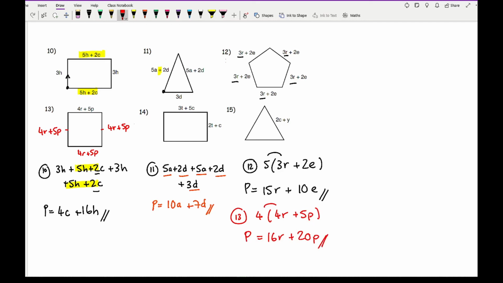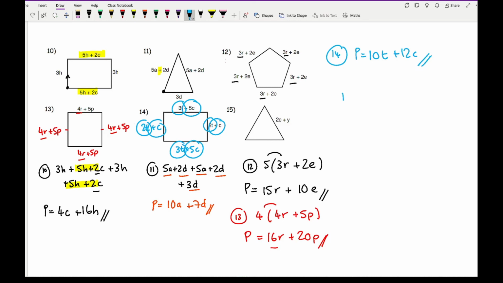Now again, if I added the sides together, so 4 plus 4 plus 4 plus 4 is 16, and 5 plus 5 plus 5 plus 5 is 20, and that gives me 20p. Looking at question 14, let's just label the sides that haven't been labelled. And there we go. So question 14. Looking at the letters, I've got 3t plus 2t plus 3t plus 2t, which gives me 10t. And looking at the c's, I've got 5 plus 1 plus 5 plus 1, which gives me 12c. And there's my final answer.